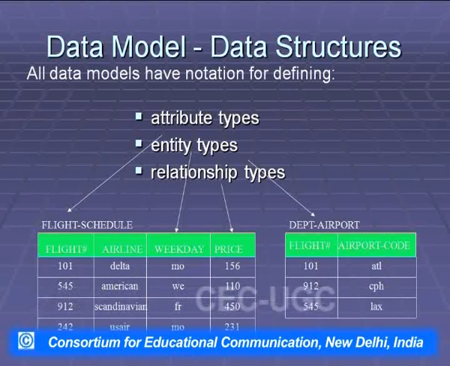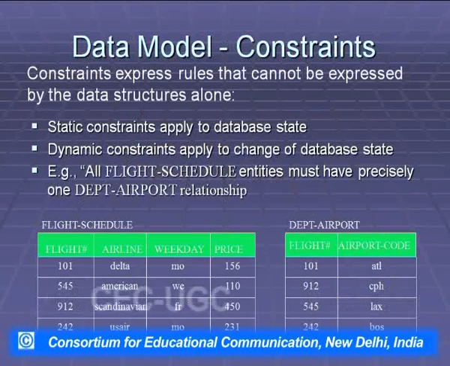Here you can see in this example a flight schedule. Departure airport is another attribute type which has been defined. Inside that, different entity types have been given, like flight, airline, weekday, price. In another table you can see flight and airport code. In these there is also a relationship type. It could be a price like that. So you can see here the different notations of that data model.